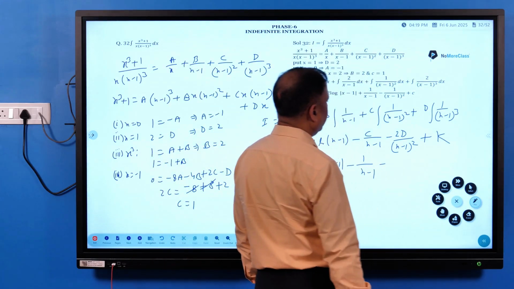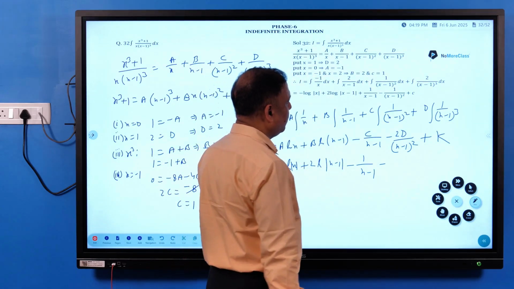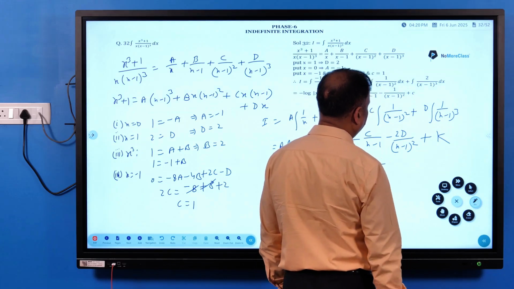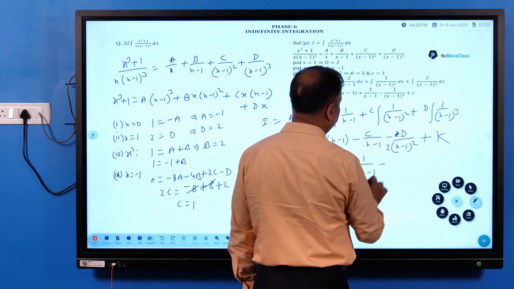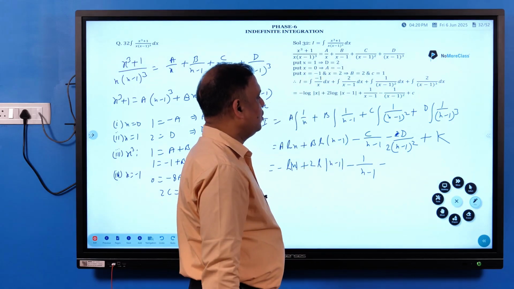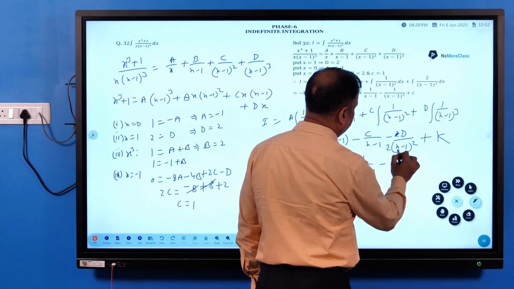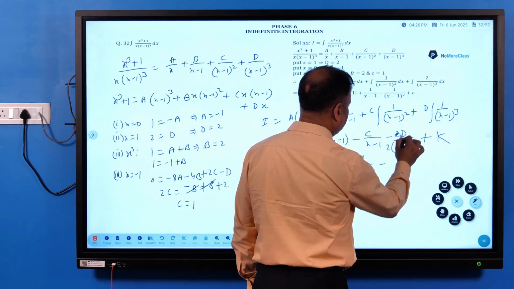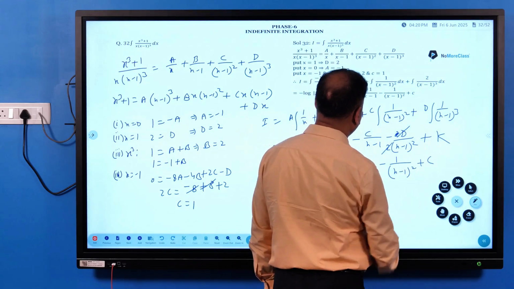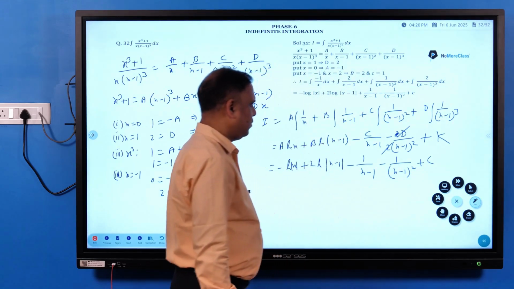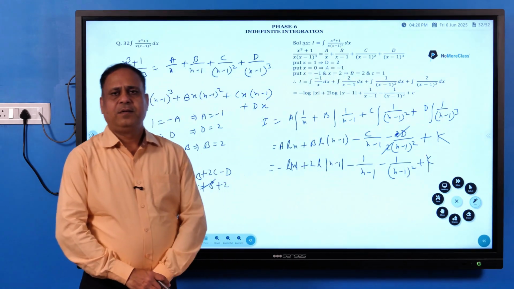Minus d. d is 2. So minus d upon 2, using x raised to power n plus 1 upon n plus 1 with n equal to minus 3. So minus 2 raised to the power, and 2 will cancel with this. So 1 upon (x minus 1) whole square plus c. So this must be the answer. C or K, anything you can keep, it doesn't matter. So, thank you.